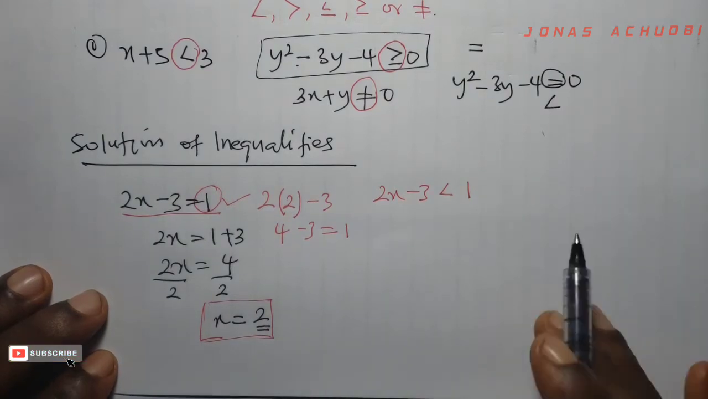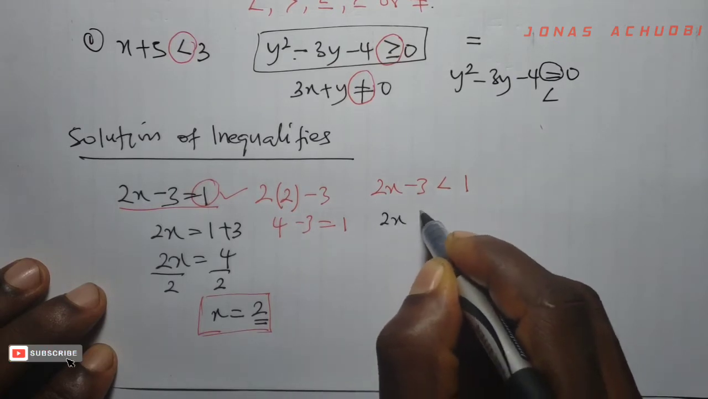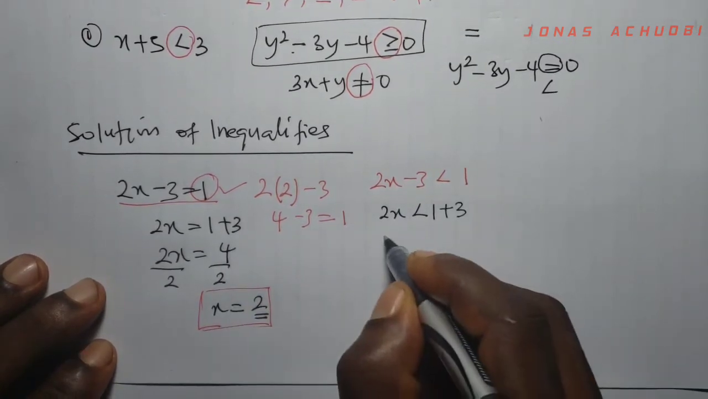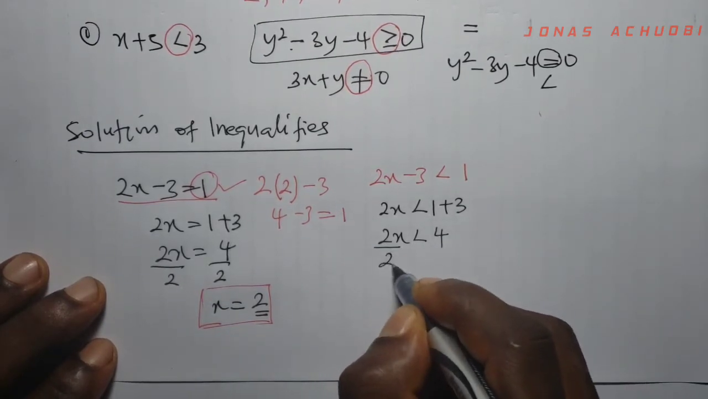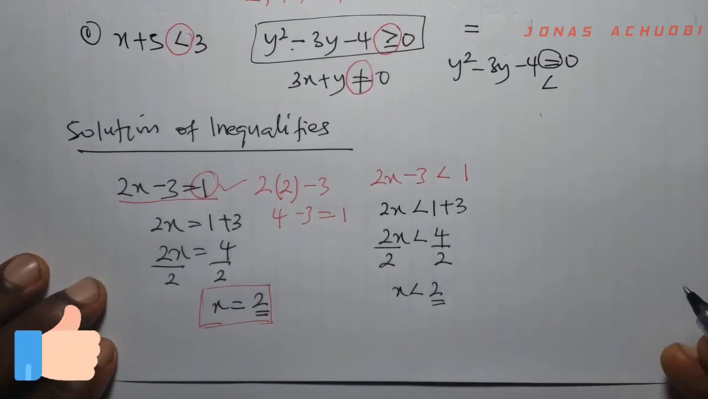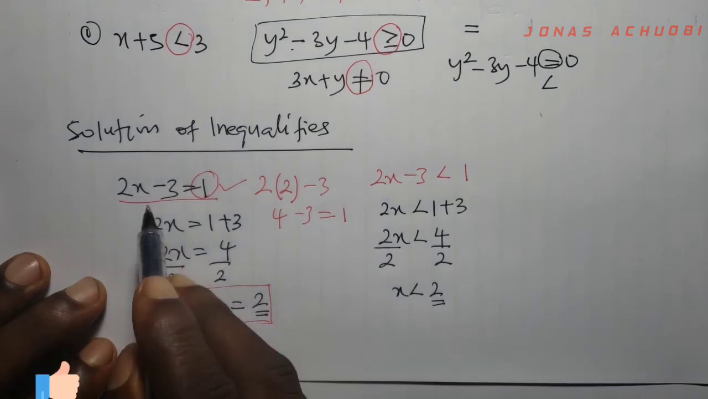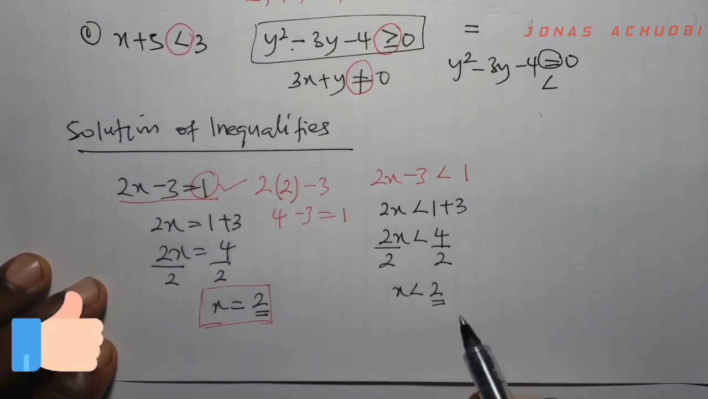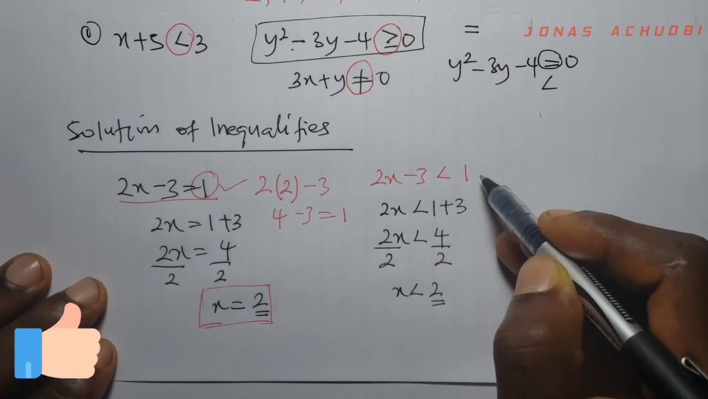So if we attempt to solve this, let's see where we arrive at. We have 2x less than 1 plus 3, in the same way we had solved the linear equation. We now have 2x is less than what? 4. If we divide both sides by 2, we get that x is less than 2. We had x equal to 2 as the only solution in the linear case. And now we have x is less than 2 as a solution of the inequality 2x minus 3 is less than 1.